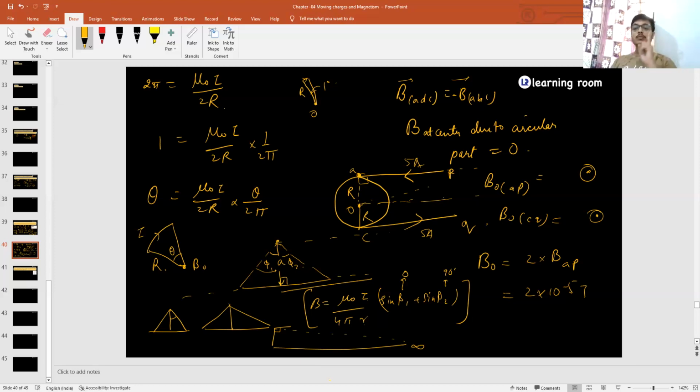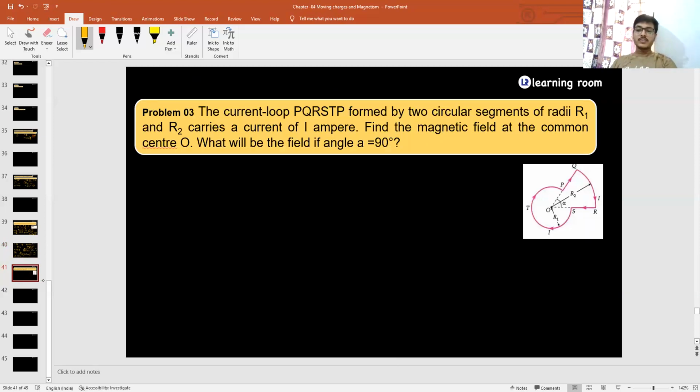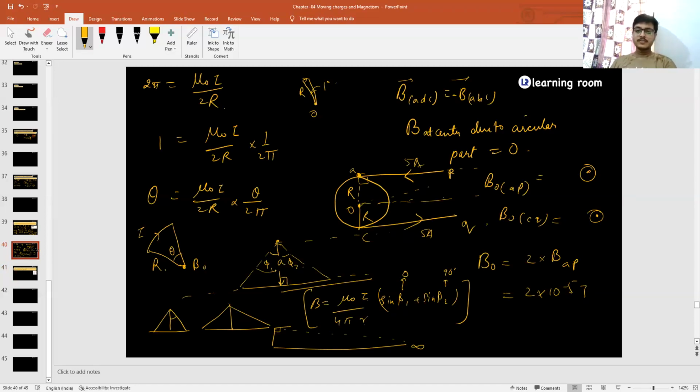So solve this. One more question I'm giving you. Take a screenshot quickly. Have you written this one? You have written all the concepts here. I have given you the concepts of more than 2-3 questions in this particular question. For the circular one, you'll get a question like this.